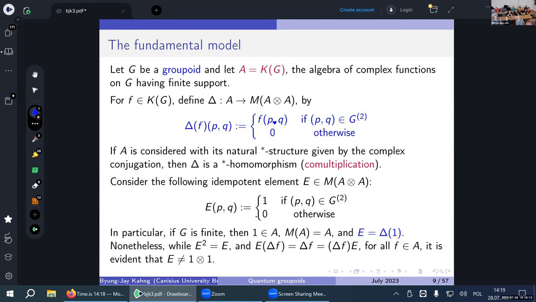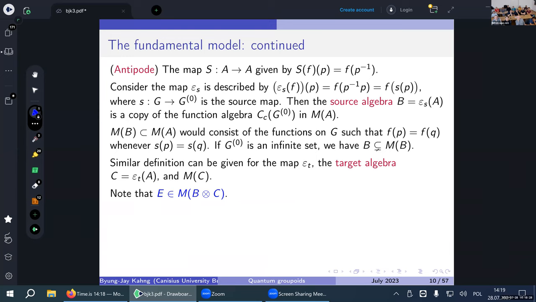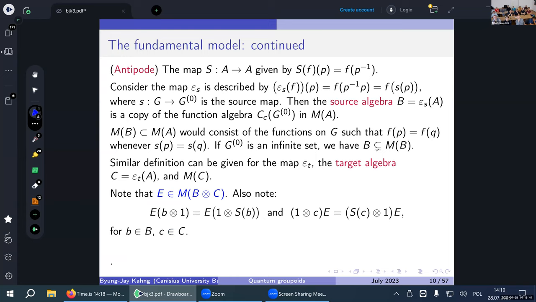is supposed to be functions on the two variables. But on the other hand, if you think about it, it really is going to work only when P and Q are composable. So E is actually staying in this kind of smaller algebra. And this one carries lots of information, even though at this stage it just looks like delta one and we just call it E. For instance, all it's saying is that the source of the inverse is equal to the target.